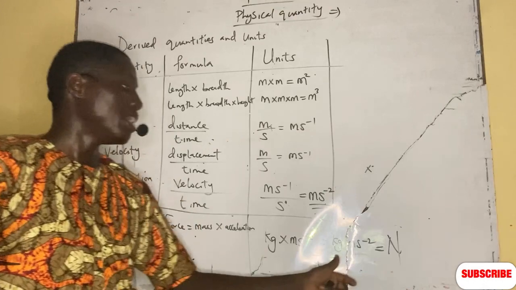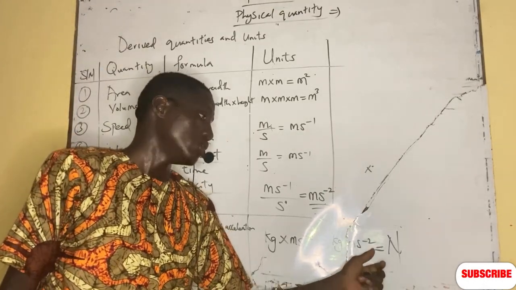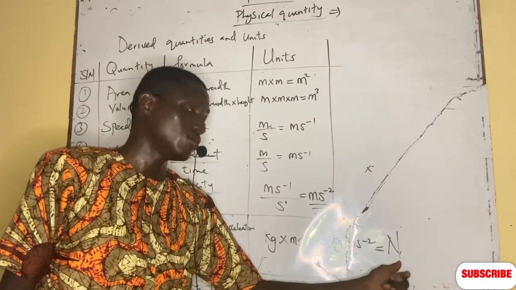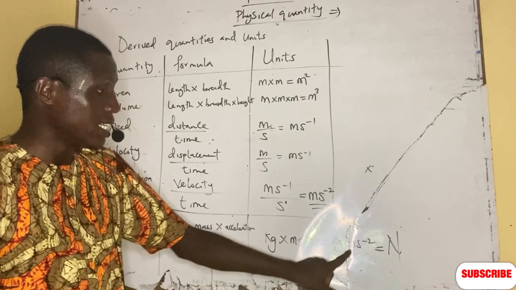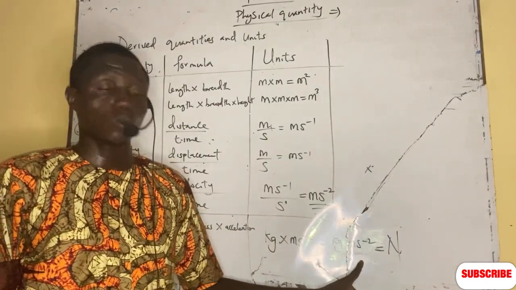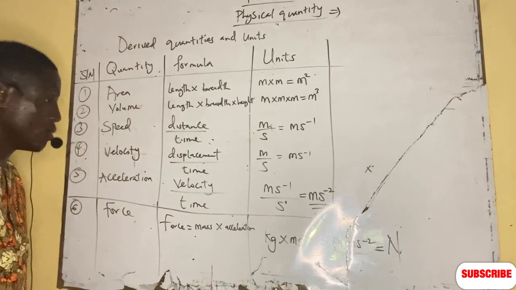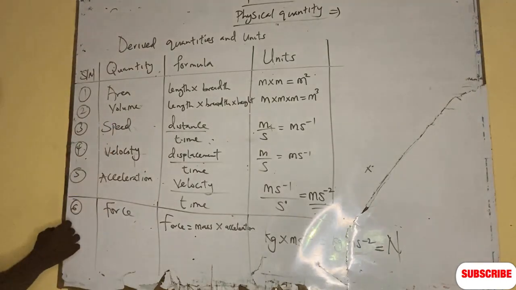So they mean the same thing. Newton is the same as kilogram meter per second squared. You don't usually find this one easily. It's usually Newton that you see as force, but the SI unit in split form is kilogram meter per second squared. So we can proceed from here to do the same for pressure.